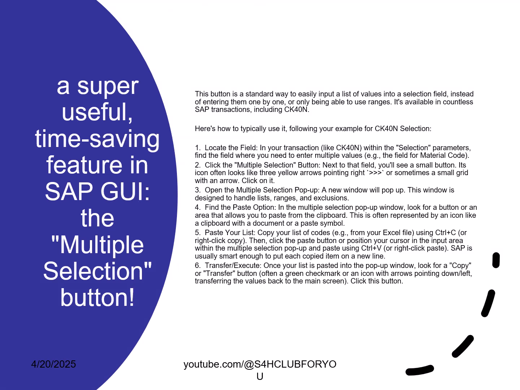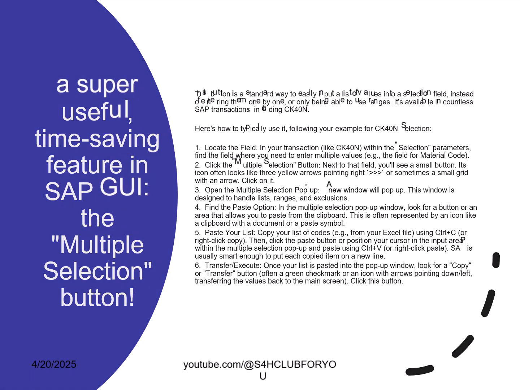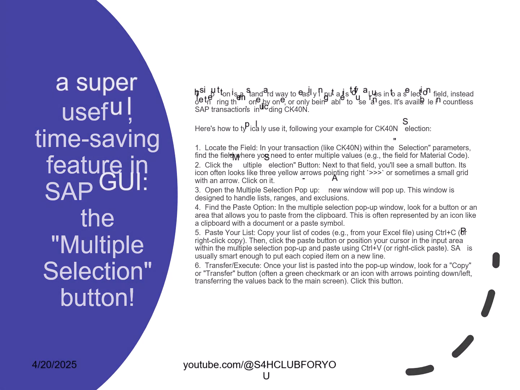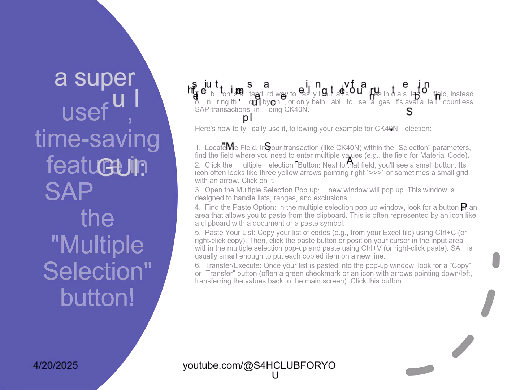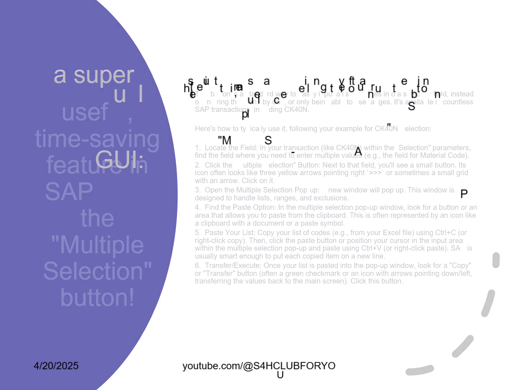So what is this magic button then? It's the multiple selection button. It's SAP's standard way of letting you feed a whole list of values into a selection field. A standard way. So it's built-in, designed for this. Precisely. SAP knows people work with lists, material master, document numbers, you name it. They built this for efficiency.